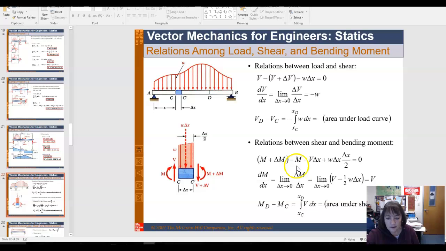Now similarly, when you have the moment at point D and the moment at point C, if you have shear as a function of x, you can integrate that, and it's not the negative, it's the positive, just because of that sign convention that we talked about. It is exactly the area under the shear curve. So the difference in moments between 2 points is the area under the shear curve, and the difference in shear between 2 points is the area under the load curve. Now, this can be very, very helpful.